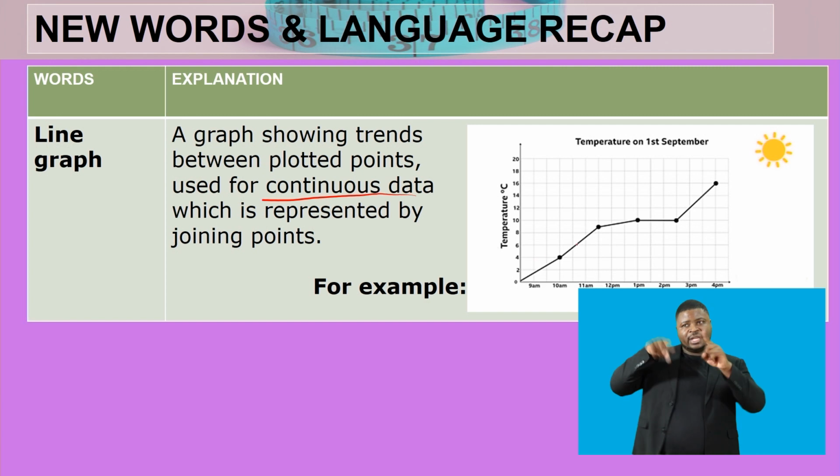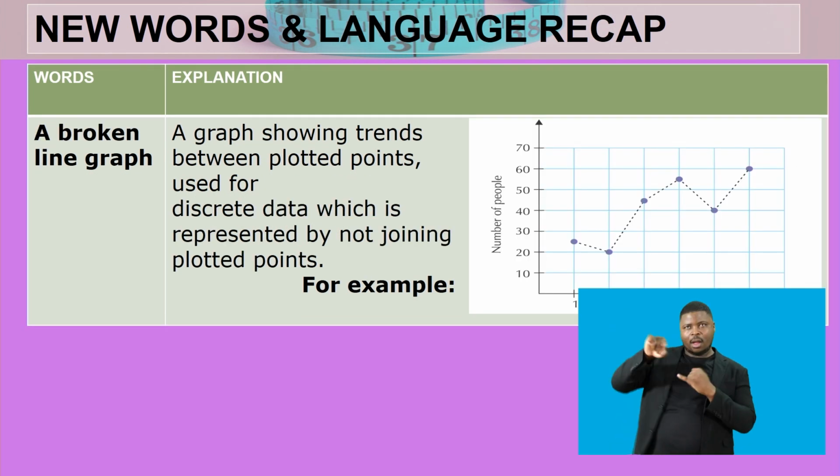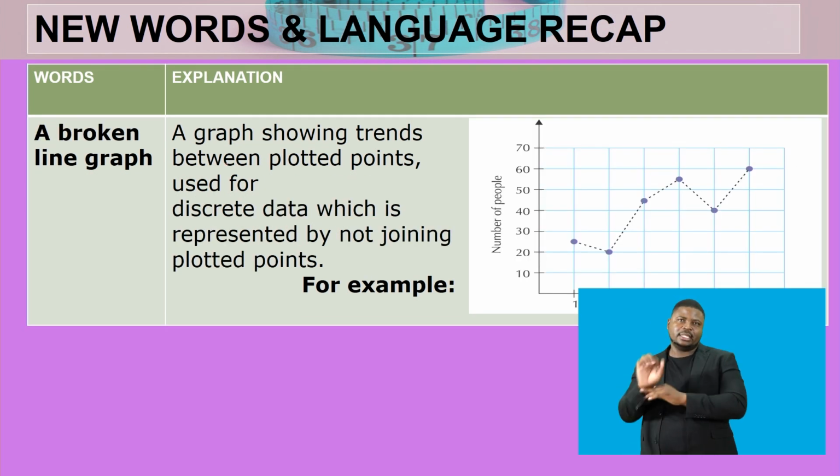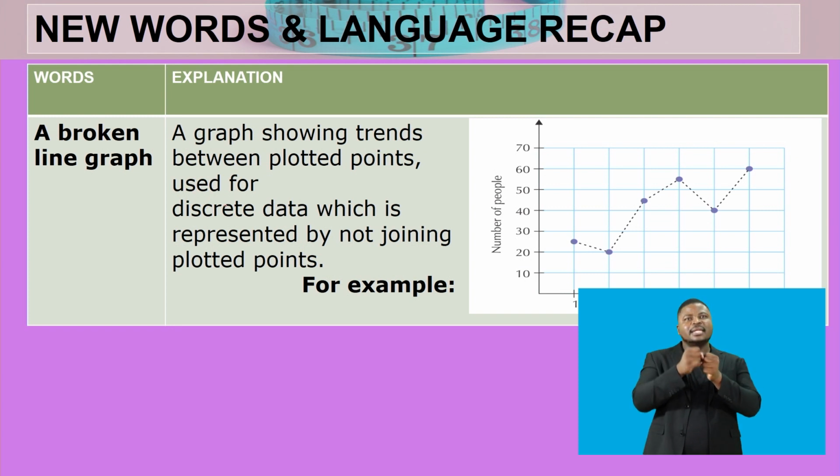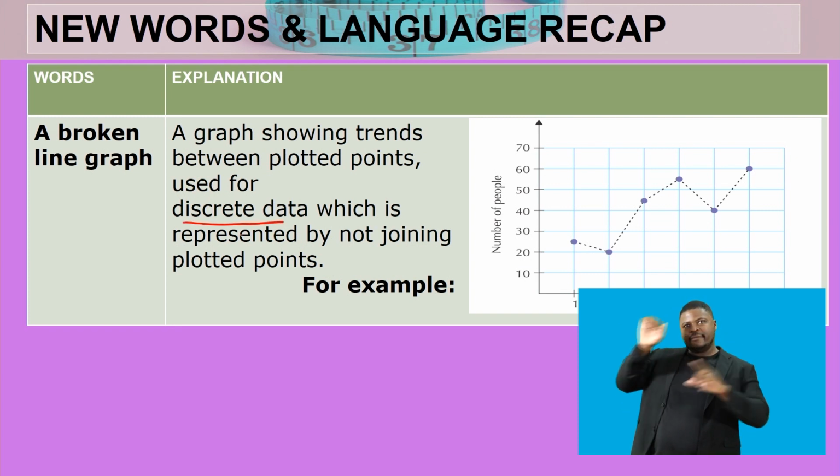And then the points were joined using a solid line to show that this is continuous data. Then we defined a broken line graph as a graph showing trends between plotted points used for discrete data, which is represented by not joining the plotted points.